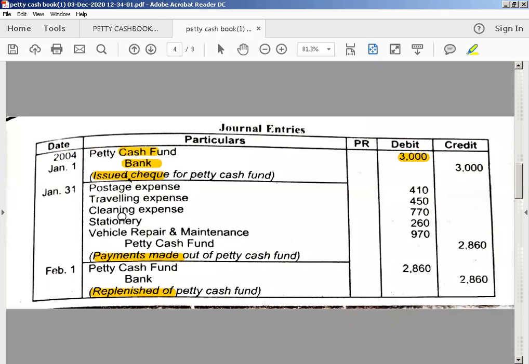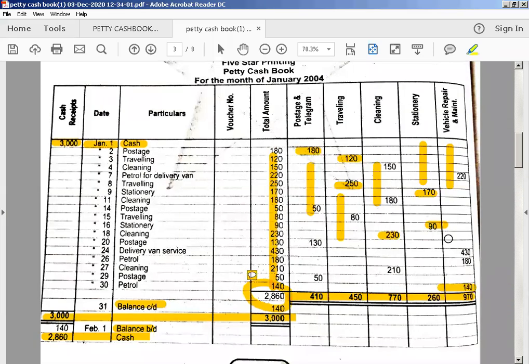देन सेकेंडली, जो आपकी रिकॉर्ड होगी, इसकी डेट भी देख लीजिए. जब आपको चेक मिला था तो उस वक्त डेट 1 जनवरी थी. जब आपने सारे एक्सपेंसेस कर लिए तो 31 जनवरी आपकी डेट हो गई. यू विल रिकॉर्ड द टोटल ऑफ ऑल द एक्सपेंसेस. आपने यहाँ पे ये वाले रिकॉर्ड करना है. ये वाली अमाउंट जो 410, 450, 770, 260 एंड 970.